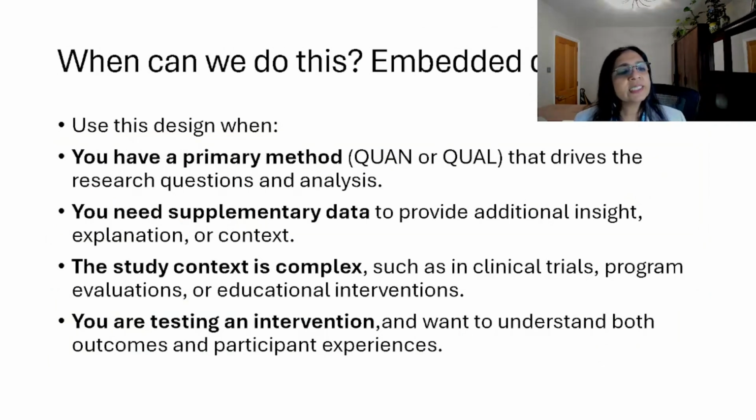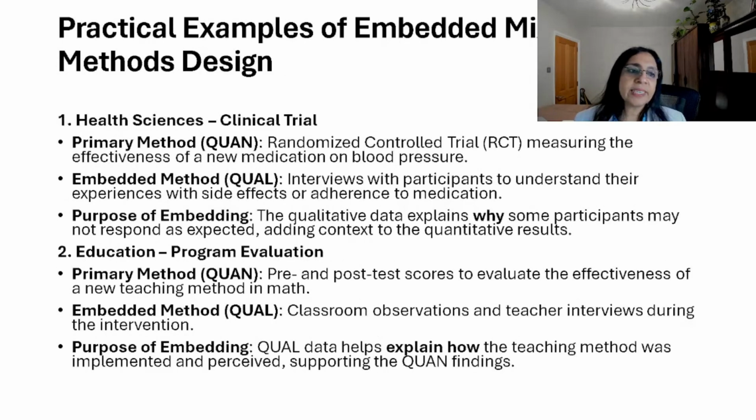When can we do this? Embedded designs: use this design when you have a primary method, so you are largely driven by either quant or qual. Your research question is largely driven by quant or qual, and you need some supplementary data to provide additional insight, explanation or context, some support. The study context is complex, such as in clinical trials, program evaluation or education interventions. You are testing an intervention and want to understand both outcomes and participant experiences.